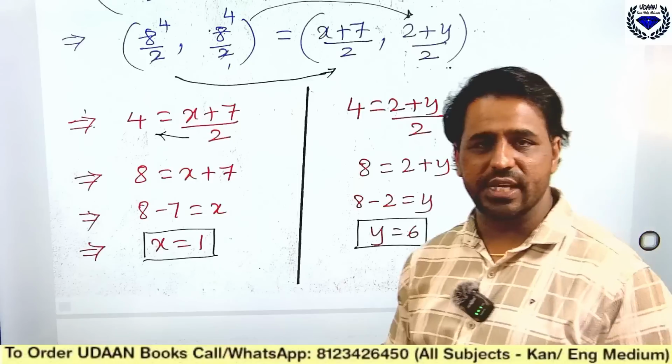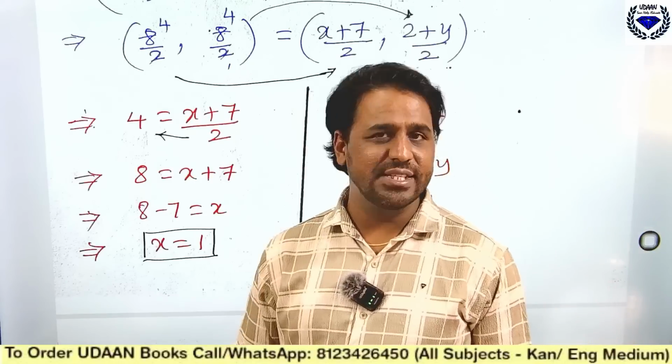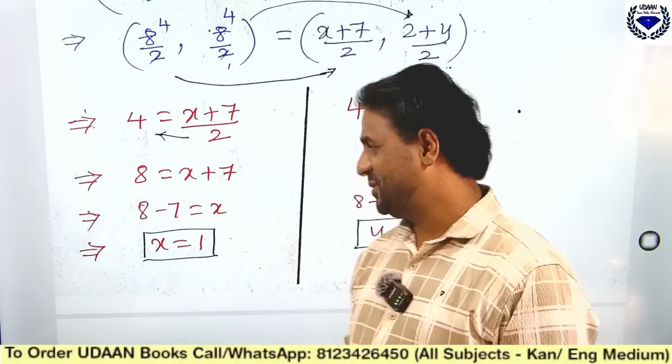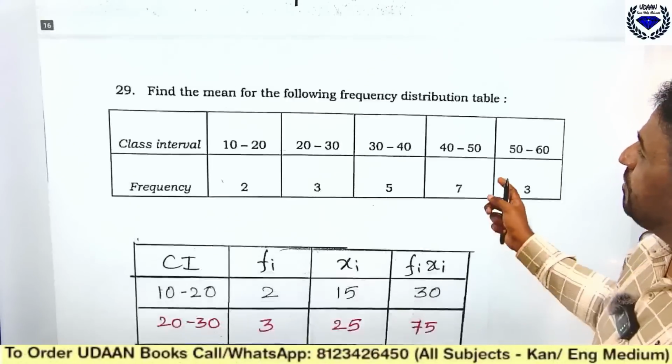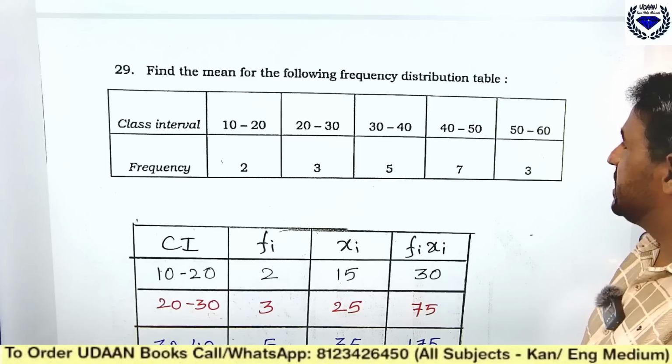Y is equal to 6. So x is equal to 1 and y is equal to 6 will be your answer. Then find the mean of the following frequency distribution.